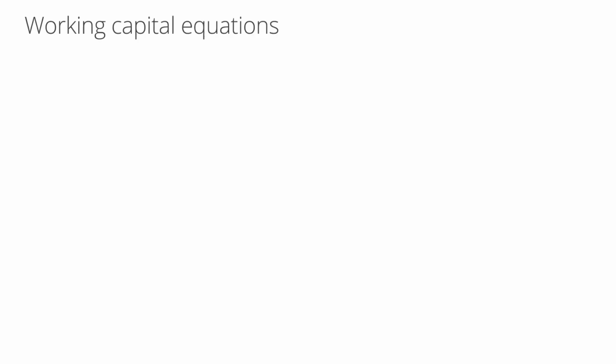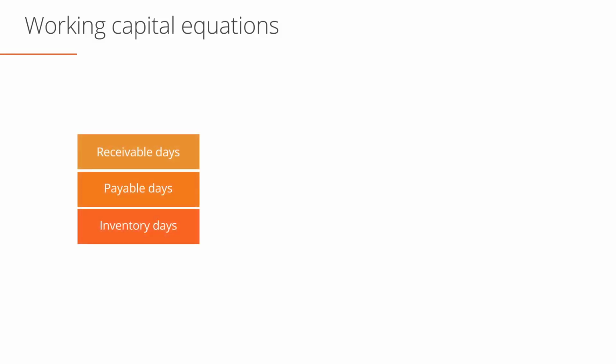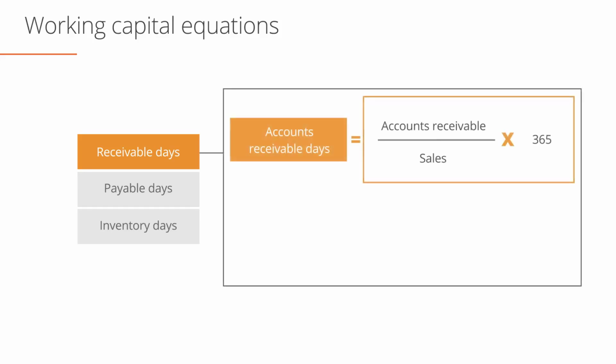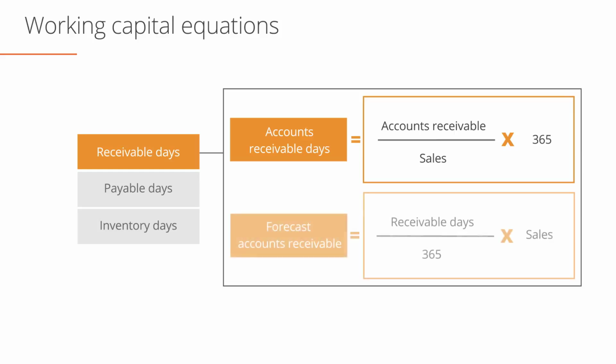The first working capital item that we will forecast is accounts receivable. The accounts receivable days ratio is often used to link forecast receivables to revenue. The first formula seen here defines the accounts receivable days ratio. The second formula shows how we can use forecast sales and receivable days to forecast receivables.